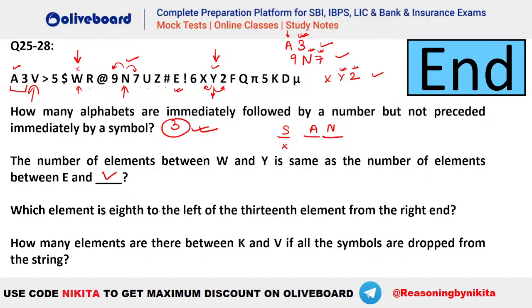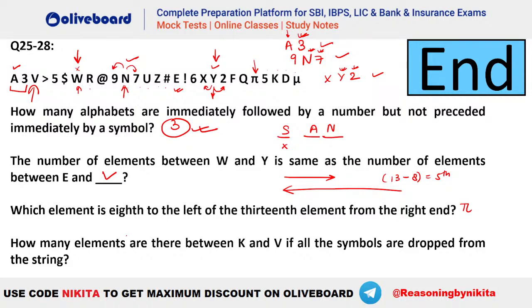Third answer, which element is 8th to the left of 13th element from the right end? So 13th element, let's say this is 13th element from the right end, which is the 8th to the left. So we are going in this direction. That means it has to be 13 minus 8, that is equal to 5th from the right. Okay. So we are considering 5th from the right end. So 5th from the right end is what? 1, 2, 3, 4, 5. That is your pi. So pi would be the answer to the third one.